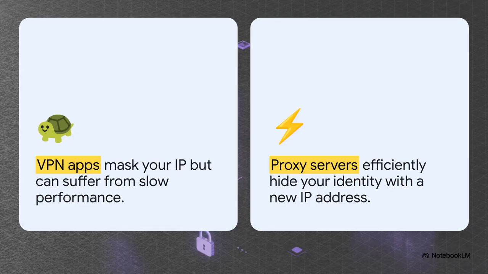Okay, so say you need to bypass a block right this second to keep your workflow moving. You basically have two popular band-aids. First, you could use a virtual private network, a VPN, which essentially masks your IP. The catch? VPNs can suffer from some seriously slow performance, which is a huge drag. The alternative, and usually the better bet for this, is a proxy server. Proxies efficiently provide a completely new IP address, letting you bypass the block with much better speed and reliability, especially for specific targeted tasks.